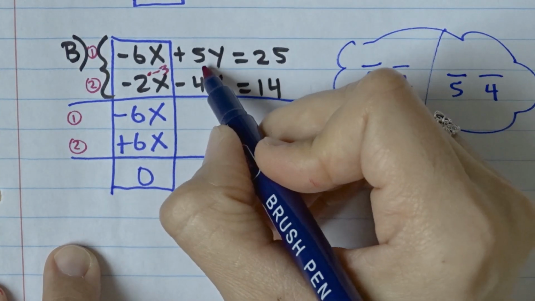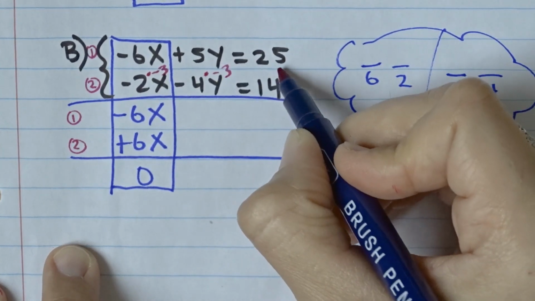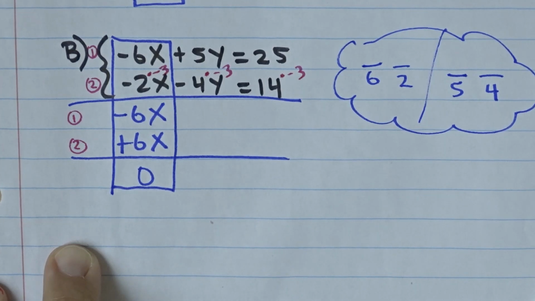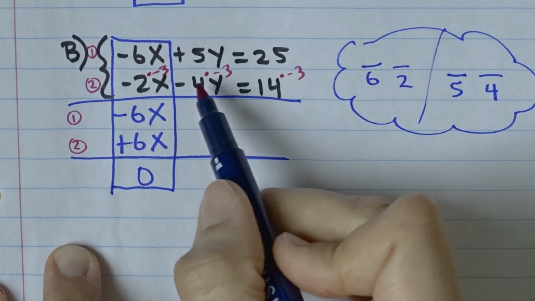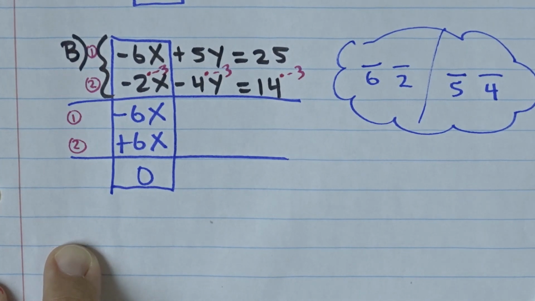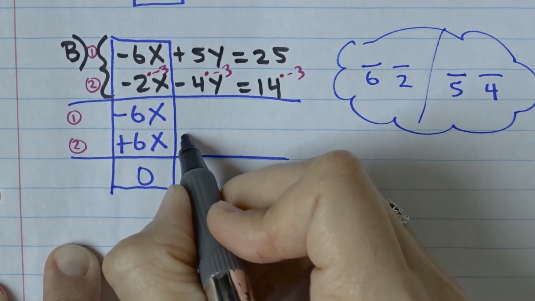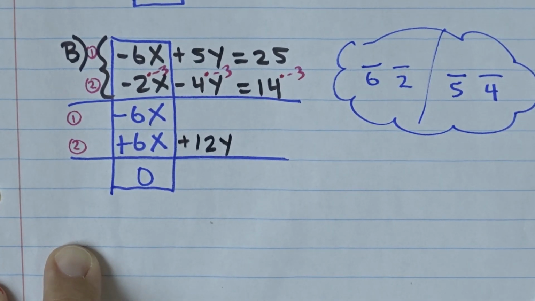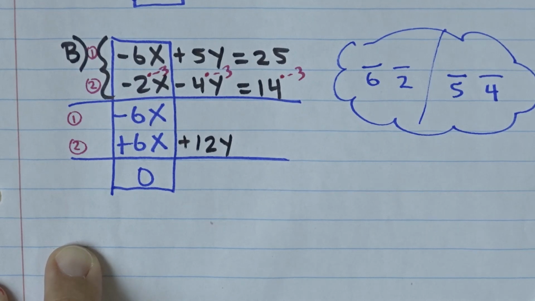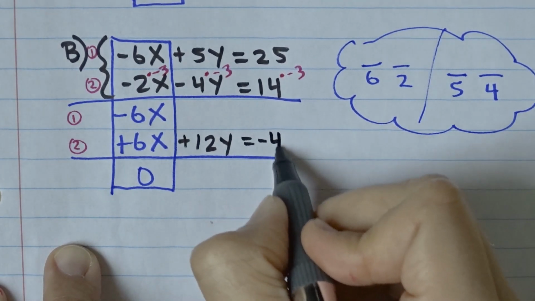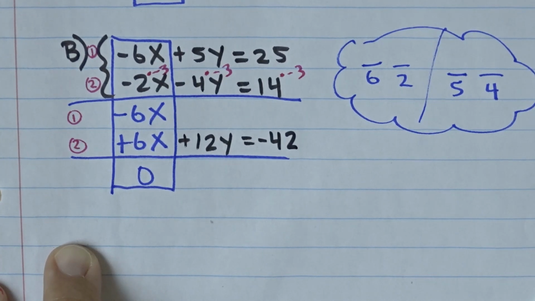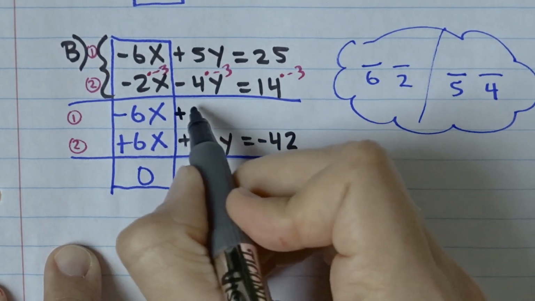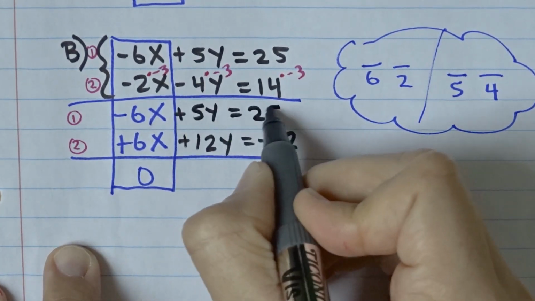So that's what I'm going to do here also. Times this by negative 3, and times this term by negative 3. Okay? And now to do that, negative 4 times negative 3 is positive 12y. And 14 times negative 3 is negative 42. So that's my new second equation. And the top one didn't change, so we can just go ahead and write 5y equals 25.